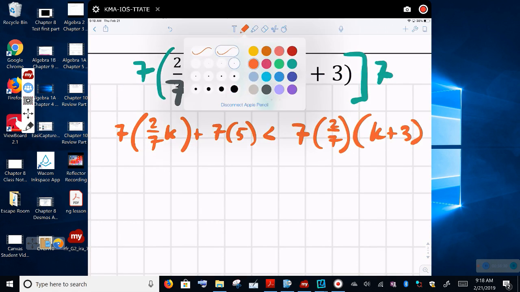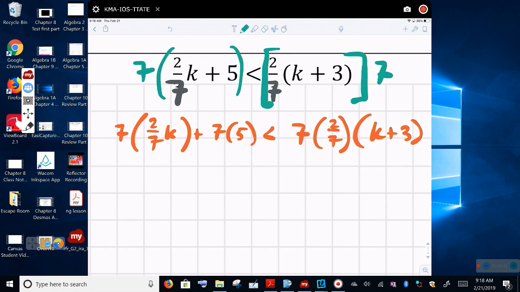Okay, so let's do the left side. These will cancel, the 7 and the 2/7. The 7's cancel, that's why we picked the number 7, because we knew it would cancel out that fraction. All I'm left with is just 2k. 7 times 5 is what? 35. Alright, not changing the sign.